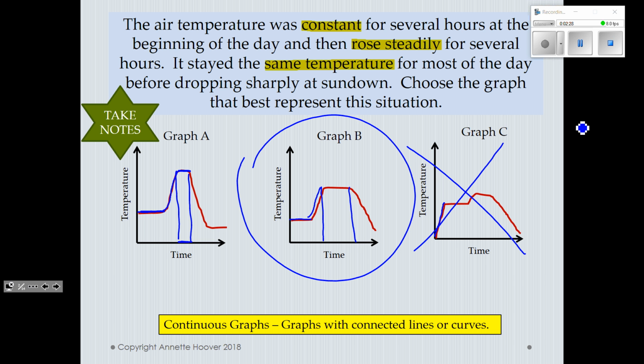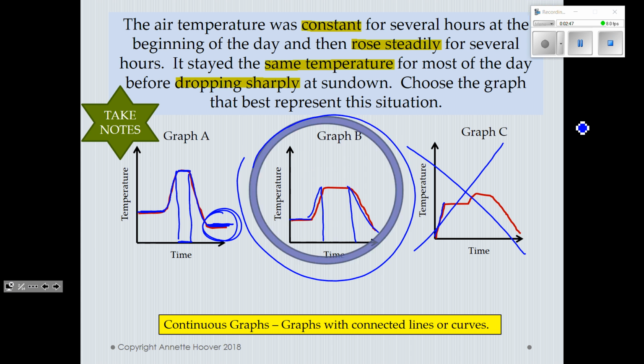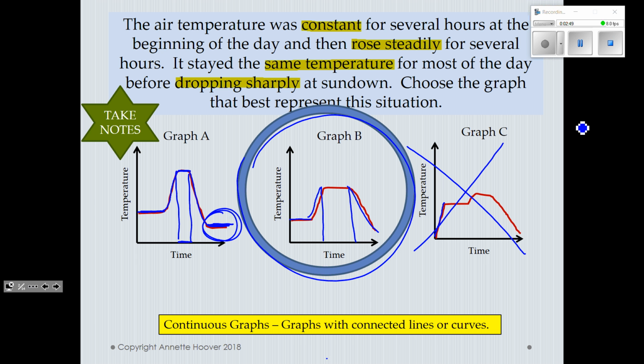Before dropping sharply at sundown. In graph B, you will see the decline in temperature. Notice in graph A, there was a decline, but then if it had continued and said that the temperature remains steady throughout the night, that would be this part of the graph. So graph B would be the best graph for that scenario.